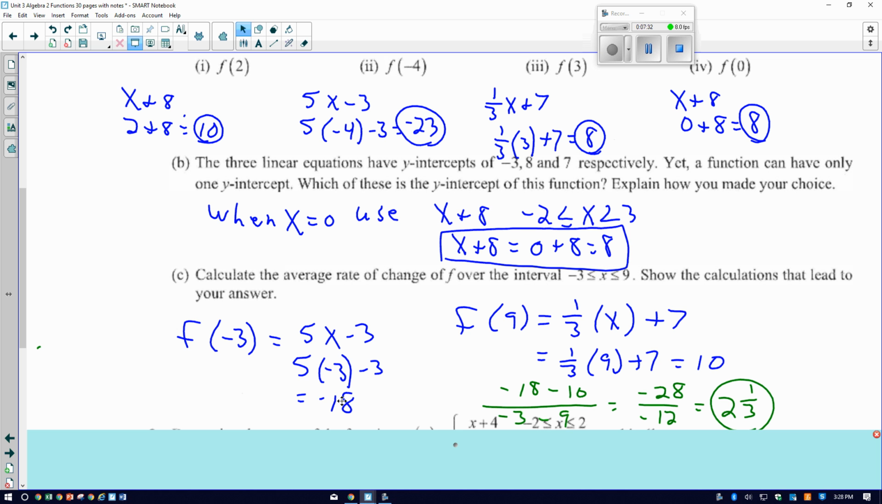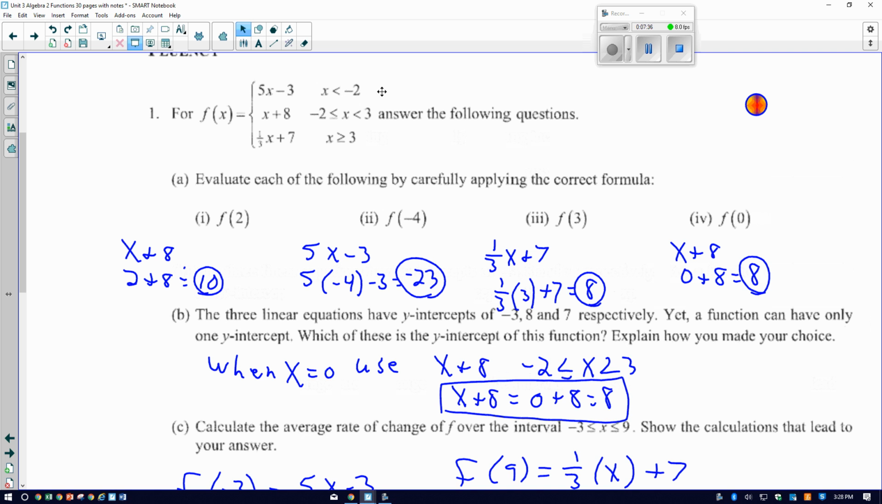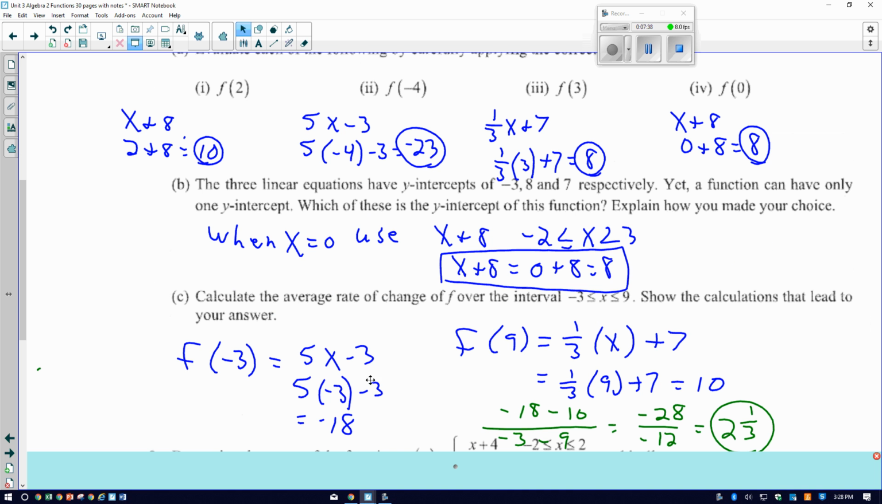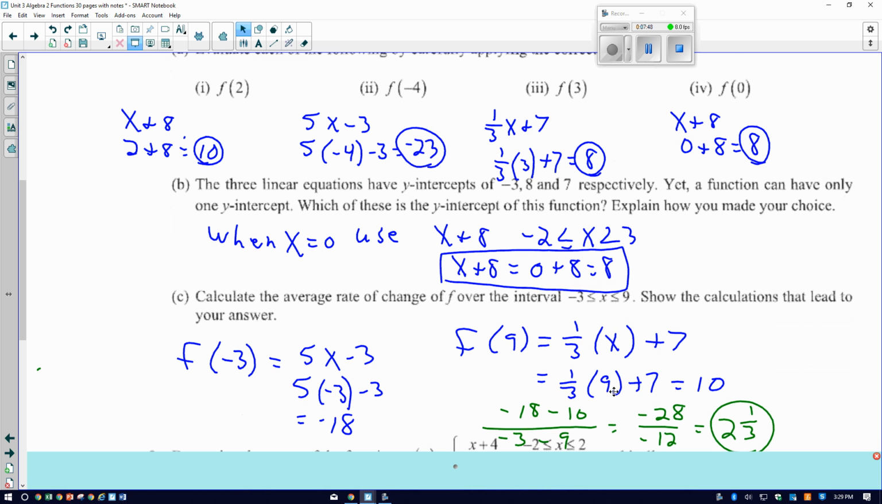I found the function value at -3. Why did I use the first equation? Because -3 is less than -2. Found it to be -18. I hope it's right. Then I found the function value at 9. Plugged it in the last equation because 9 is bigger than or equal to 3.